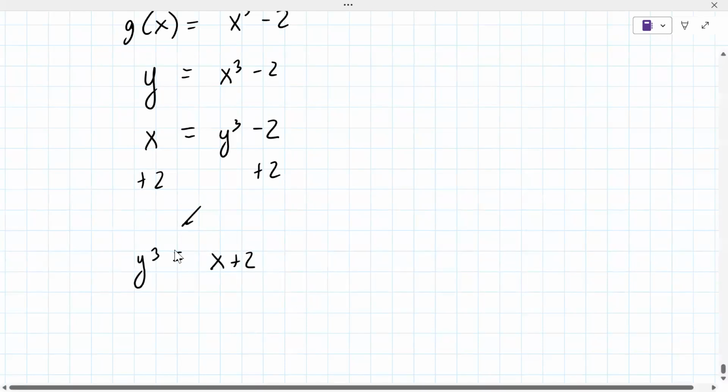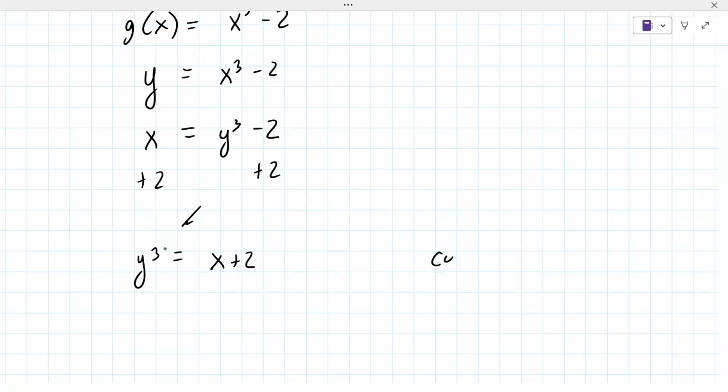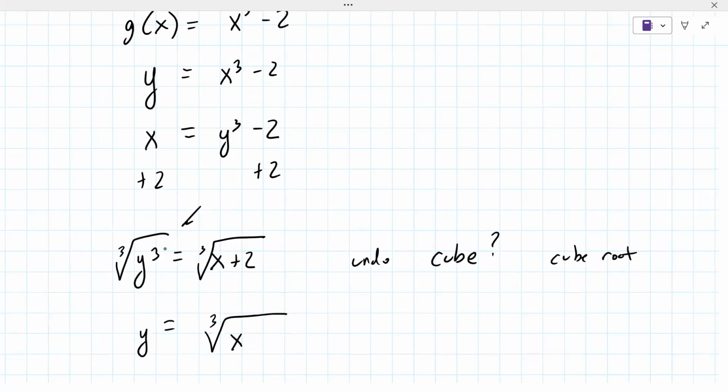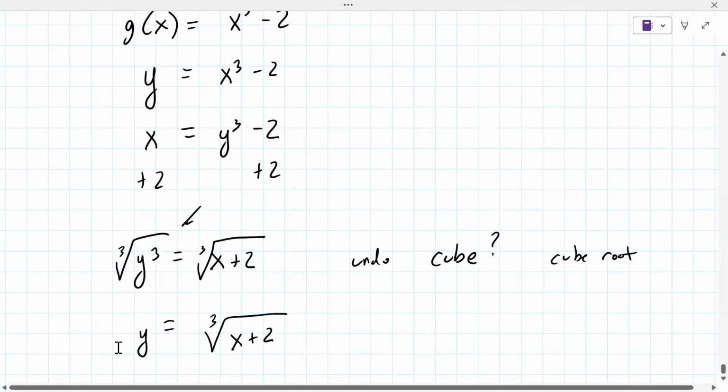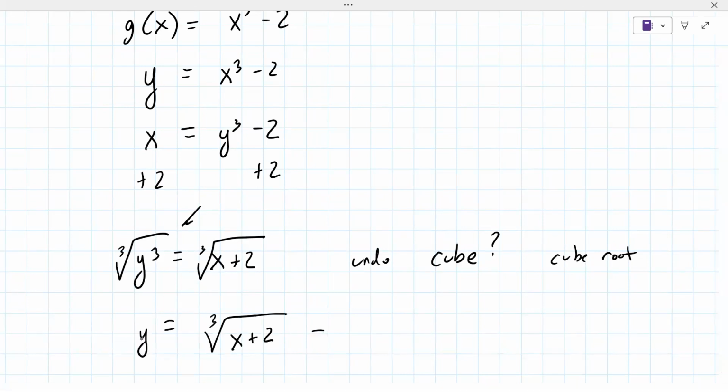So this is where it's like, well, how do you undo a cube? How do you undo a cube is the question. The answer is cube roots. So it's the cube root of both sides. So y equals the cube root of x plus 2. Now, if you're not sure how to enter that, you can also do it this way. It's really x plus 2 to the 1/3 power, like that.